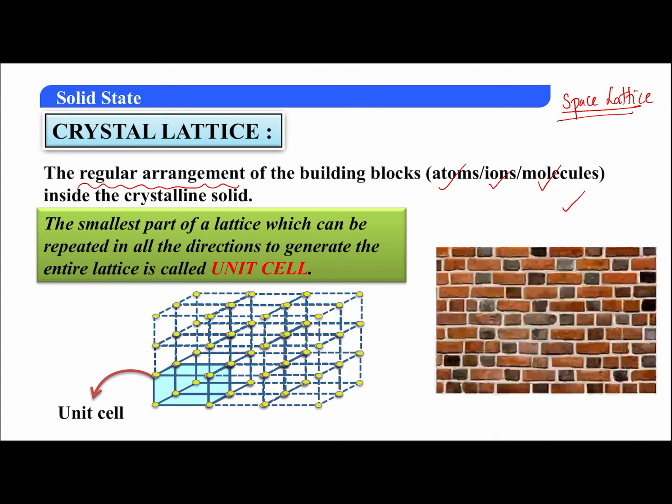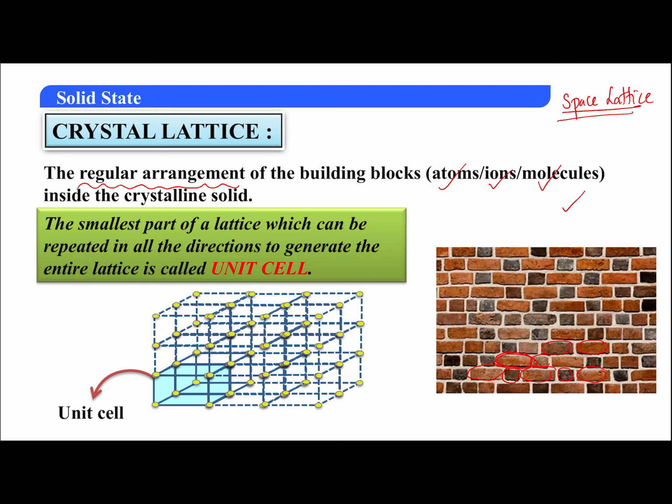If you want to imagine what a unit cell is, you can imagine a brick. A brick is a unit cell, and there are many bricks. It looks irregular in this picture, but imagine regular bricks. Actually, they are all regular bricks only. Bricks are all of the same size. If all the bricks are of the same size and they make up a wall, then that wall is called space lattice.